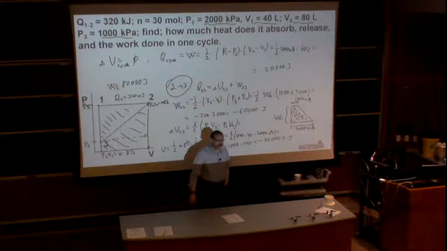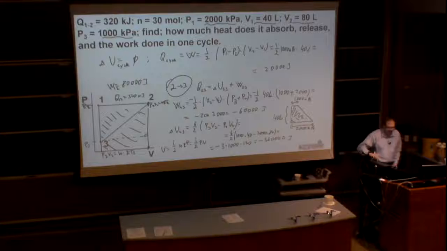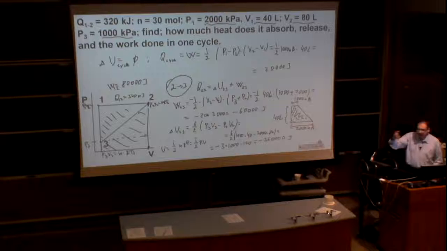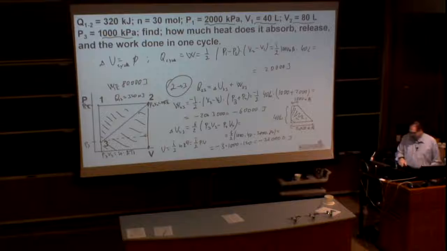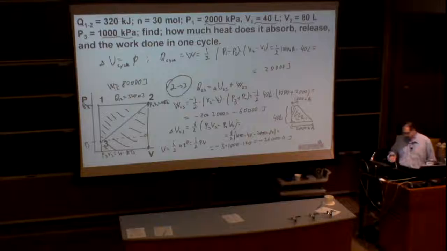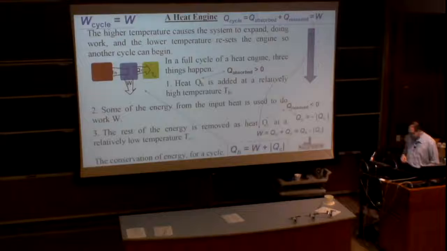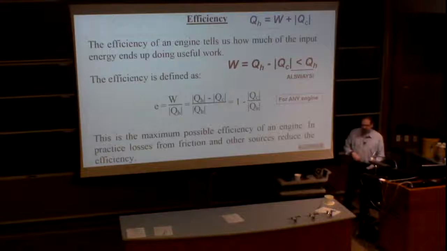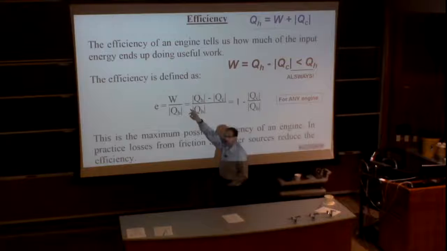Again, the work done in one cycle equals 20,000 joules, but the amount of heat it absorbs equals 320,000 joules. So it takes a lot of heat but does a little work. To describe this property of an engine, we use a new quantity. We call it efficiency. An efficiency of a cycle, by definition, is equal to this ratio: the amount of work done in one cycle over the amount of heat absorbed in one cycle.